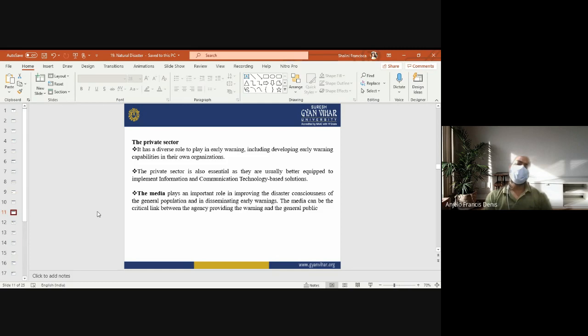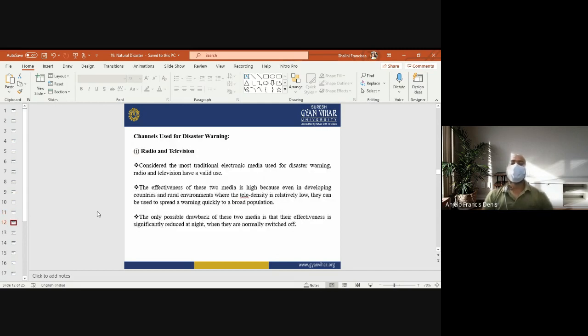So if we see media in the disaster management aspect, we find that media is a very important role player in dissemination of news, early warning systems, guidelines, etc. So, what are the channels which are used for disaster warning? First one is radio and television. These are the most important mediums or channels to convey the news regarding disaster warning.